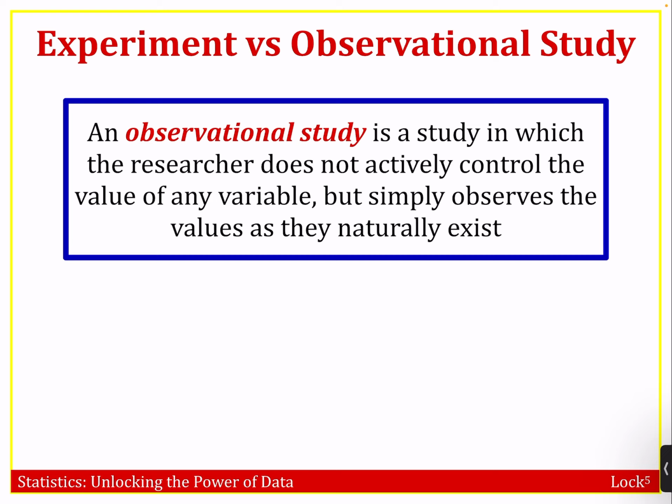One of the ways we can begin to untangle these relationships is by paying attention to how we have gathered this information. An observational study is a study in which the researcher does not actively control the value of any variable, but just observes the values as they exist. So everything we've talked about so far has been observational. We don't get to control the wealth of nations or, more accurately, how many televisions people buy and then measure their life expectancy.